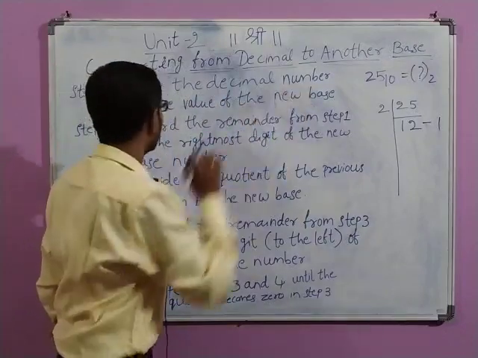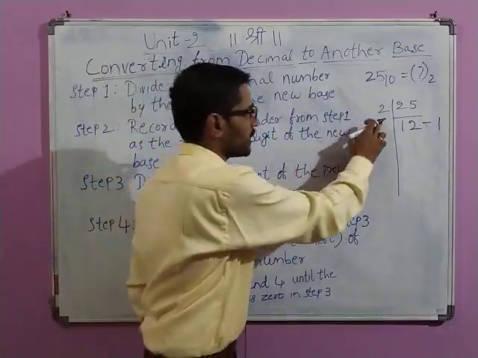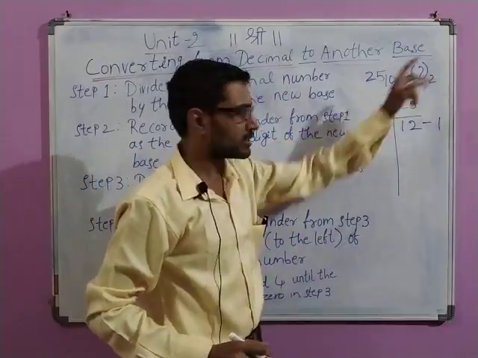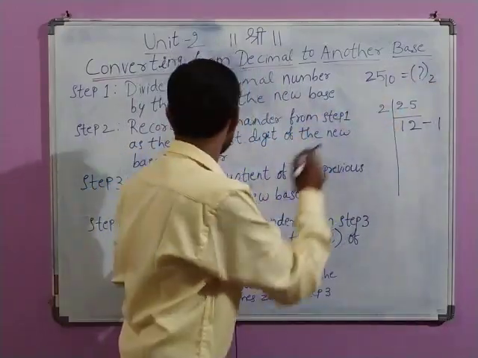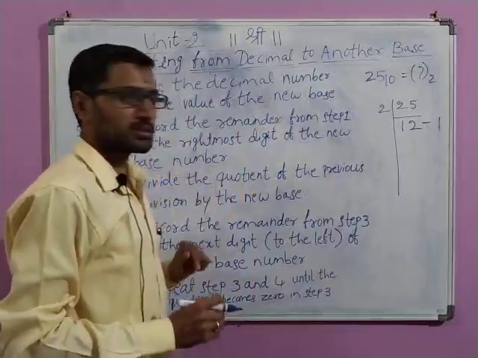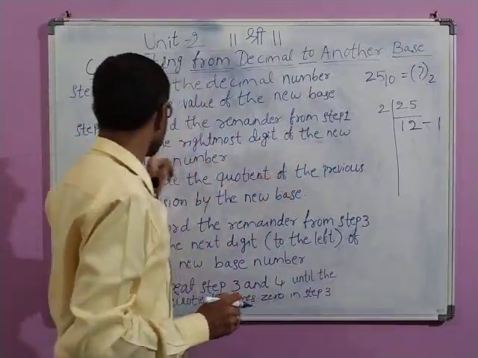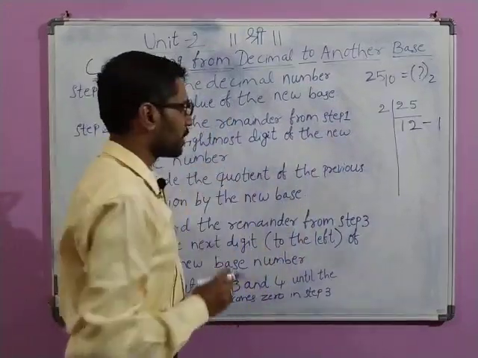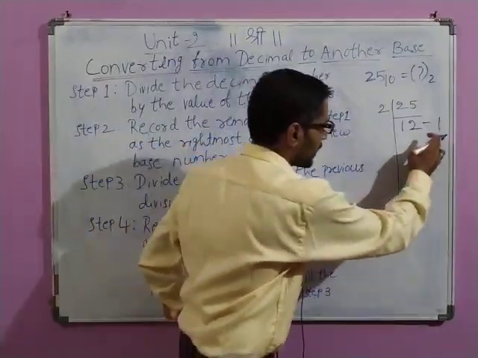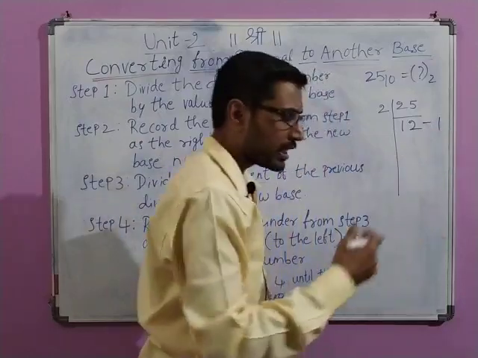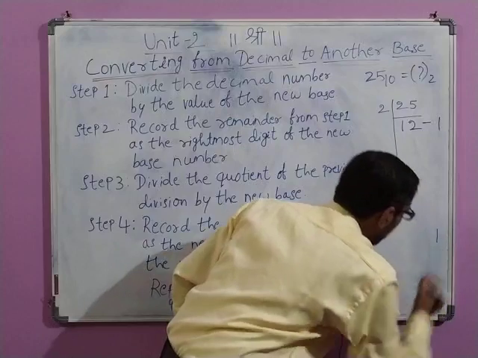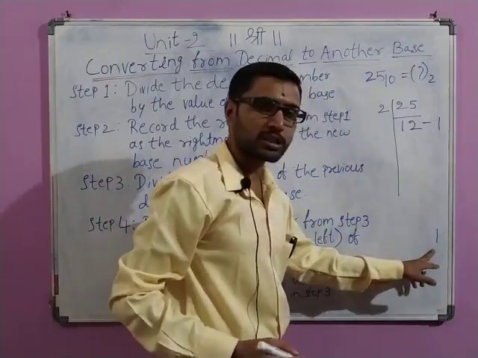Divide the decimal number by the value of the new base. New base is 2. And then record the remainder. Record the remainder from step 1 as the rightmost digit of the new base number. So whatever remainder we are getting here, that will be the rightmost digit of the answer. Whatever answer I am going to get, it will be the rightmost digit.